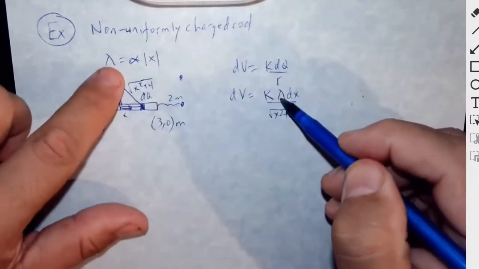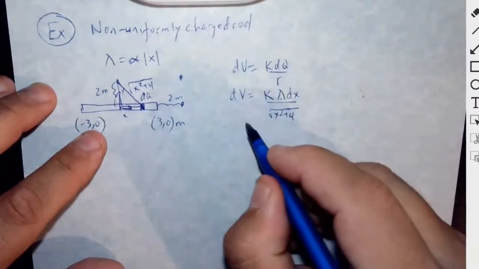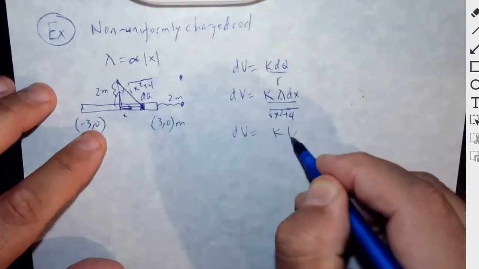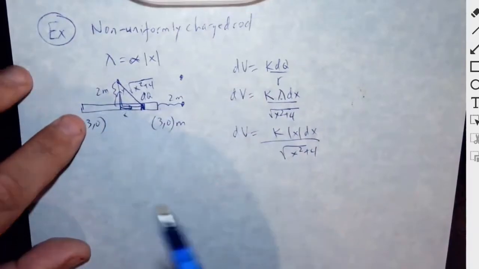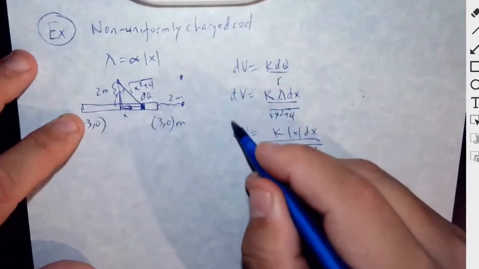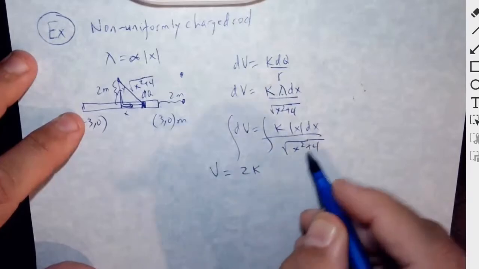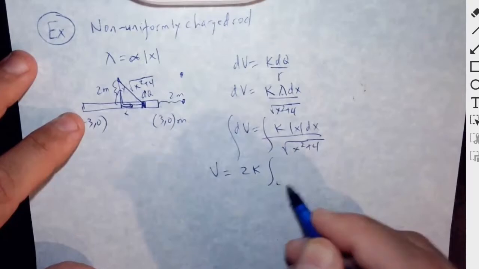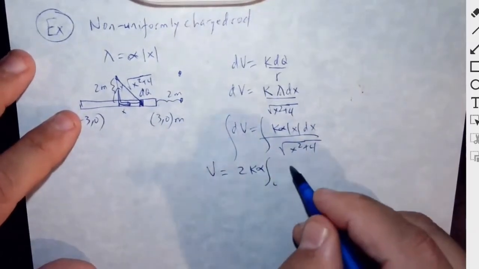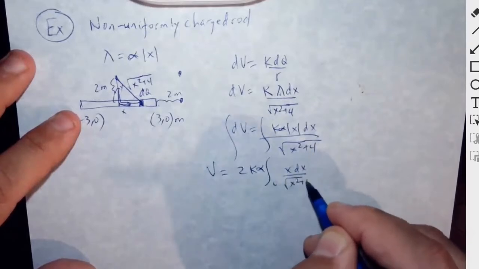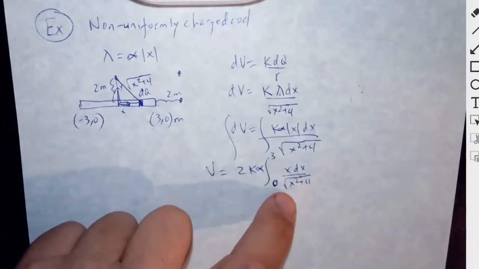Then you put in the lambda function for a non-uniform rod, whatever is given. So lambda is alpha absolute value of x, k alpha x. Then you can integrate that from 0 to 3 and double it for the other side. So the voltage will be 2k, since I'm doubling it, integral from 0 to 3. The alpha comes out also, so I have x dx over square root of x squared plus 4.